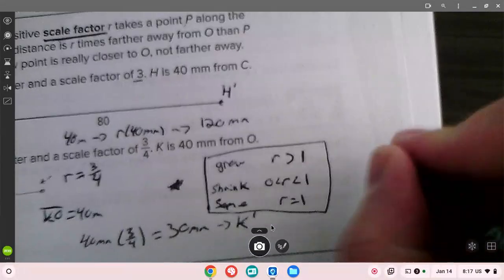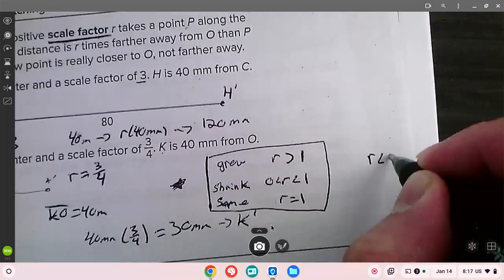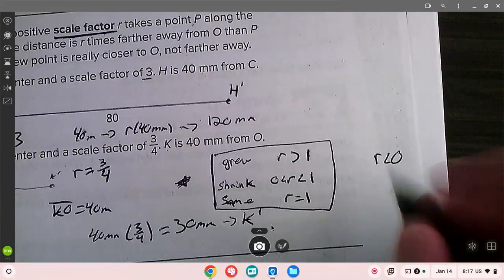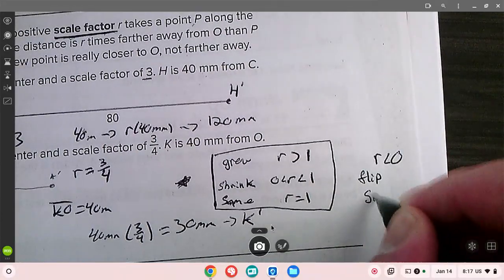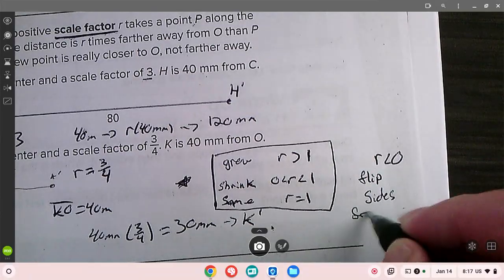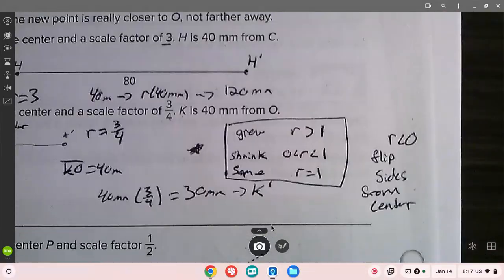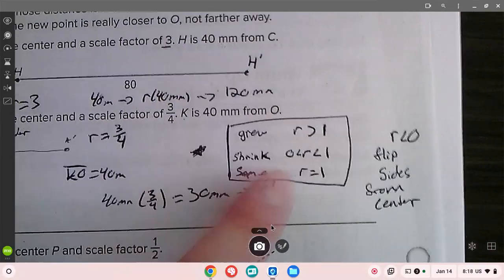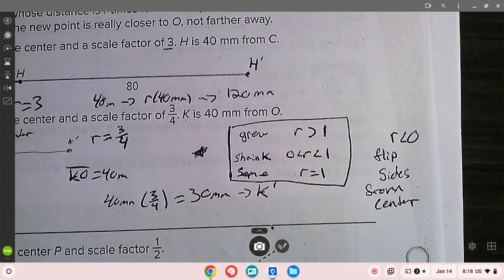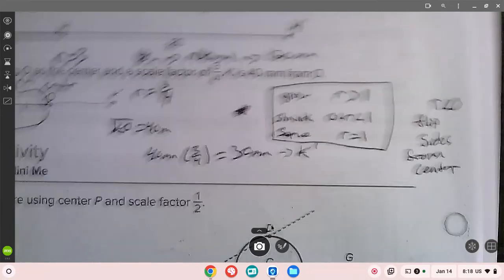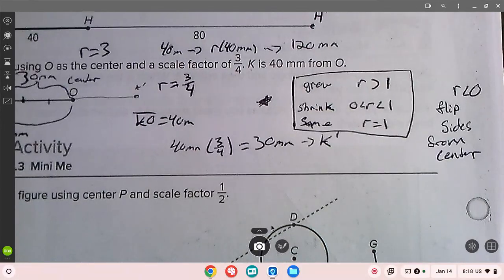Okay, and the last thing we talked about was that if R was less than 0, it would flip sides from the center. And if it's negative, is it always going to grow? Same idea with this one. If it's between 0 and negative 1, it will shrink, but on the other side. If it's smaller than negative 1, it will increase, but on the opposite side. Oh, okay. So no other questions about that?